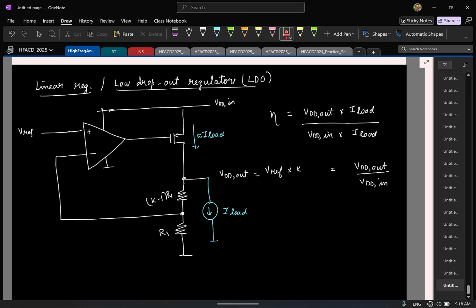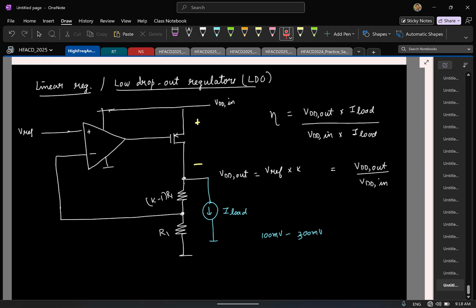So efficiency is linearly proportional to the output voltage, so it's called a linear regulator, and it's called a low dropout regulator because this particular configuration is used only when the drop between the input VDD and the output VDD is very small. For example, in the order of 100 or 200 millivolts, or maybe 300 millivolts, depending.